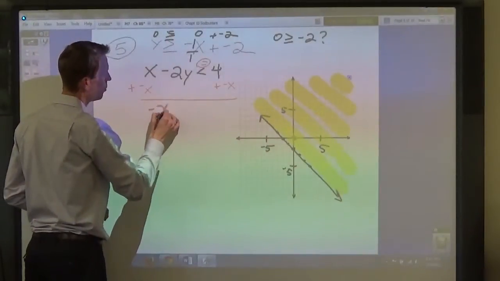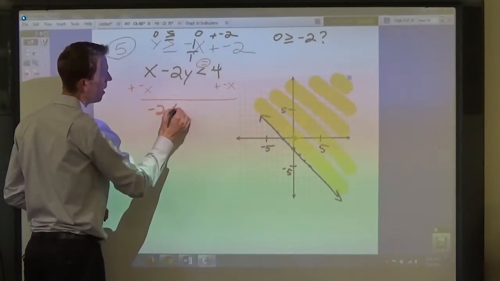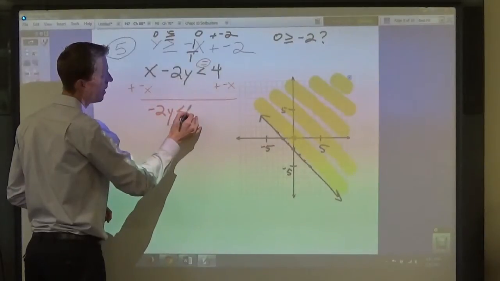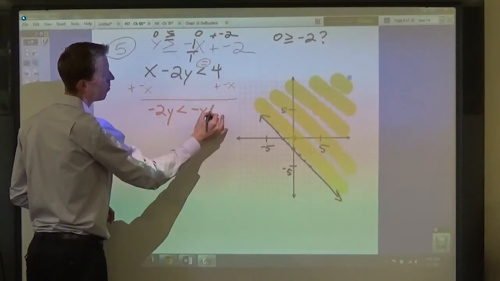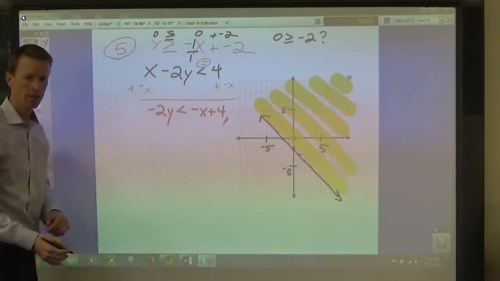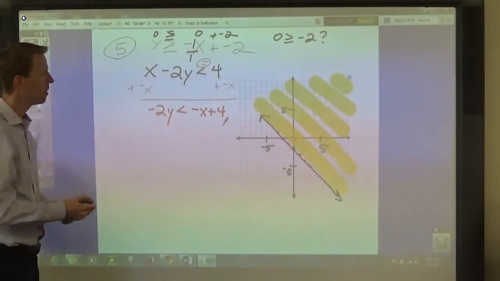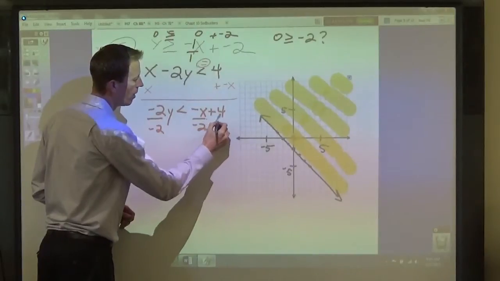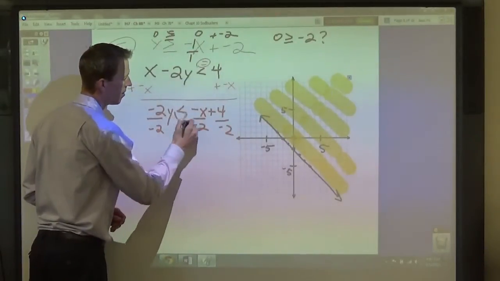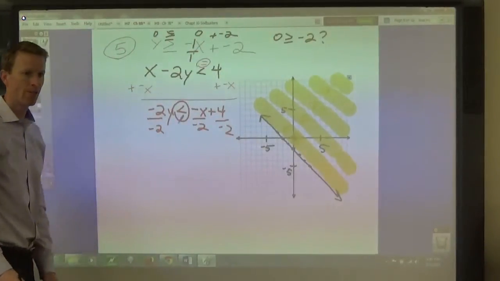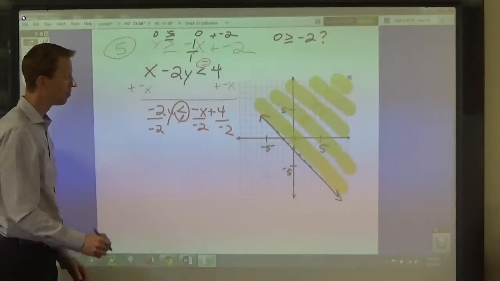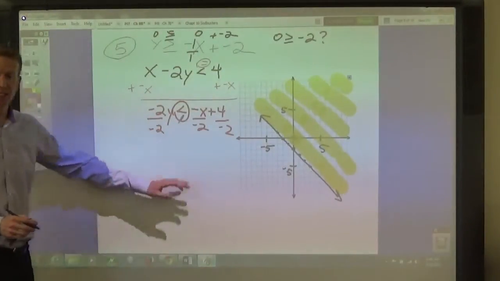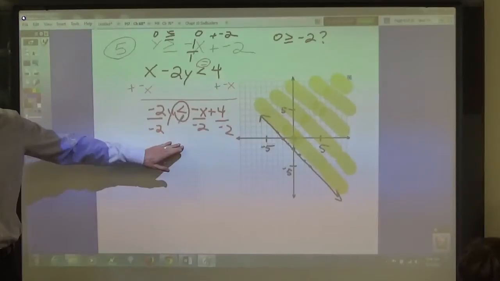Then -2y is less than -x plus 4, right? Let's see. Yep, divide by -2, and what do we have to do with the sign? We have to reverse the sign. Okay? So, copy this down so you practice that. Copy solving this in the margin.